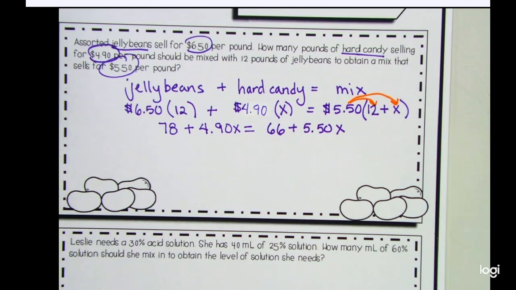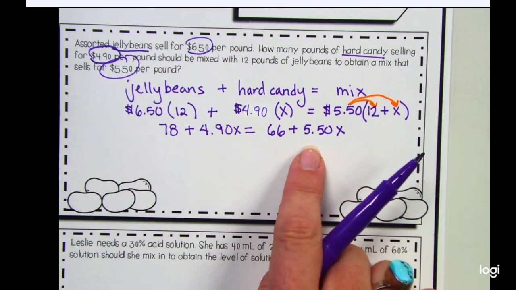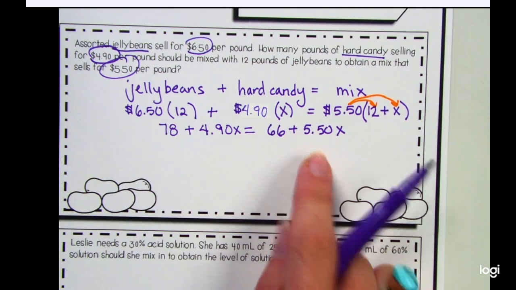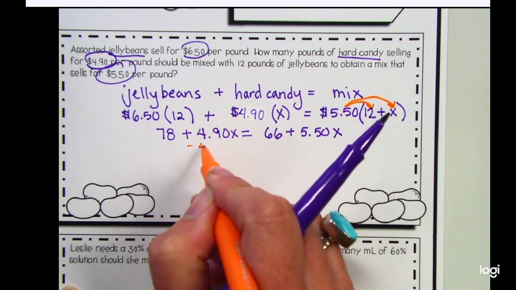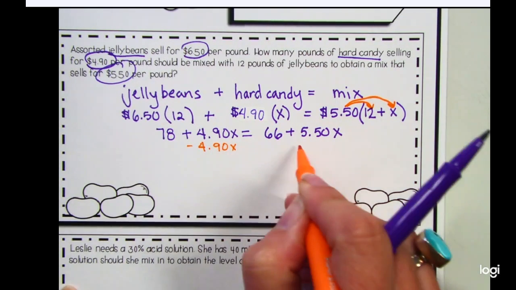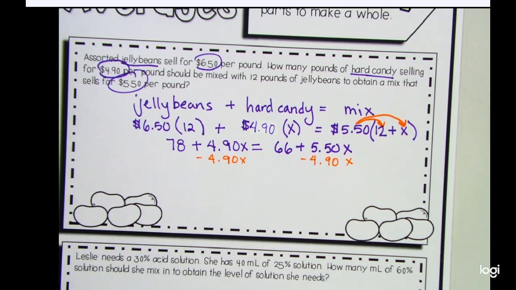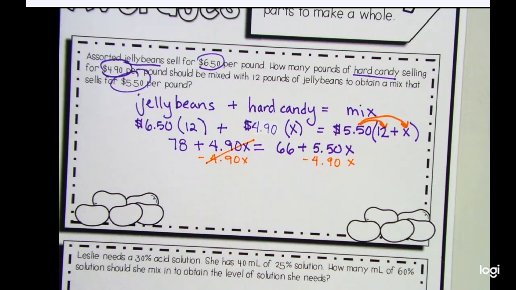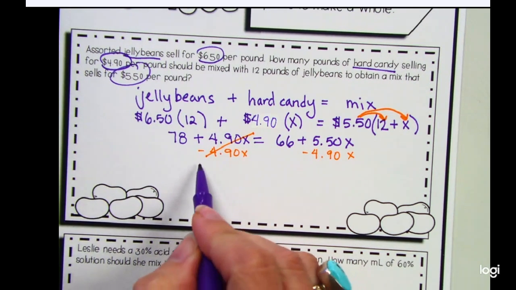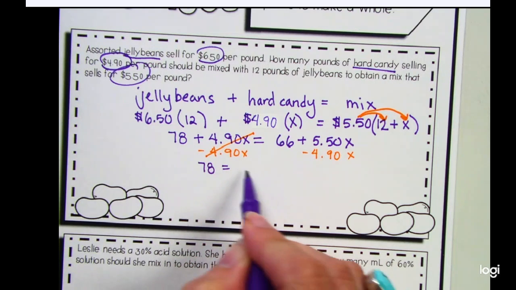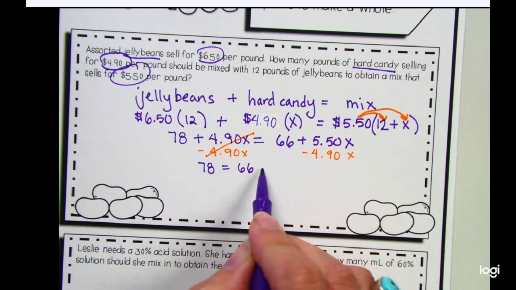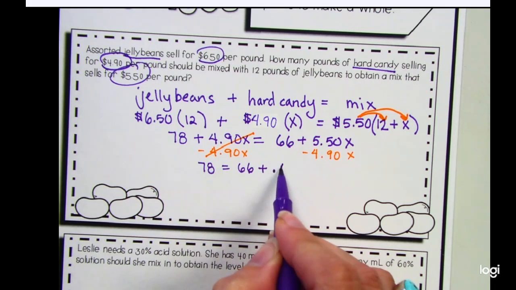Would you guys like to move your x's to the left-hand side or the right-hand side? All right, so this is a group that likes to keep the x positive, it sounds like. That's okay. Some classes prefer to always have it on the left-hand side. Those will cancel. 78 equals 66 plus 0.6x.